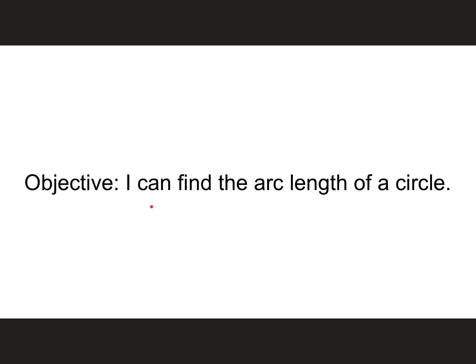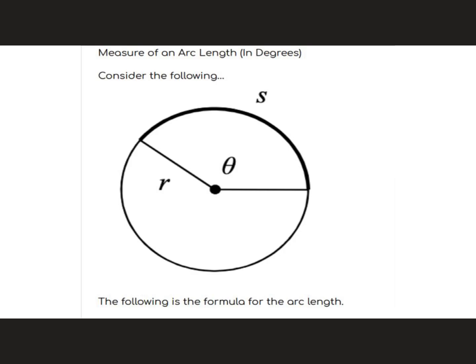The objective of this lesson is that I can find the arc length of a circle. So let's first talk about what arc length is. It is the measure of a portion of the perimeter of a circle. Here we have this angle theta, and we're interested in determining the arc length of this portion of our circle. And this is our radius.